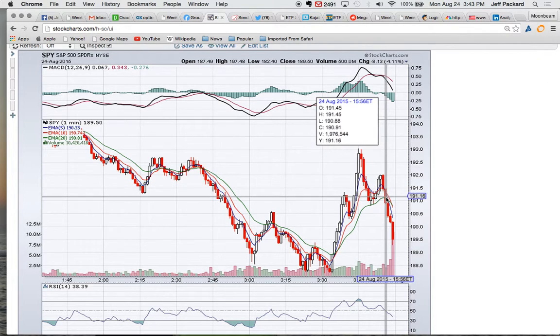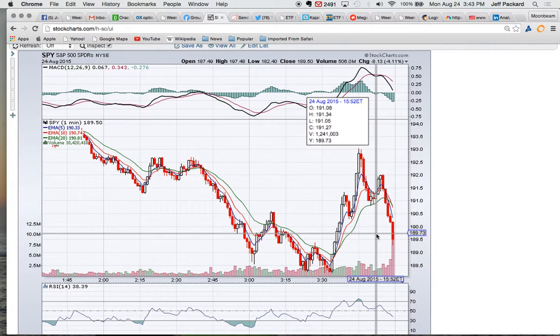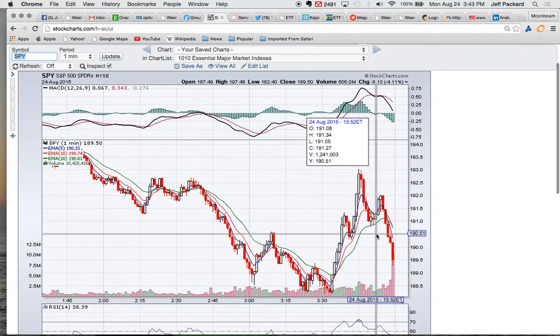And then finally, the market, they crossed again to the downside in bigger volume. So I know some people in our trading chat room were trading Apple.